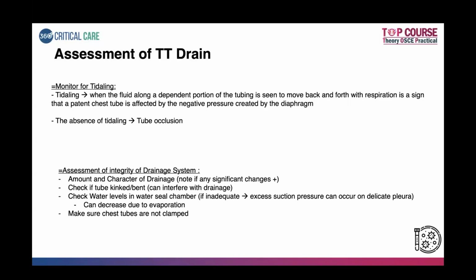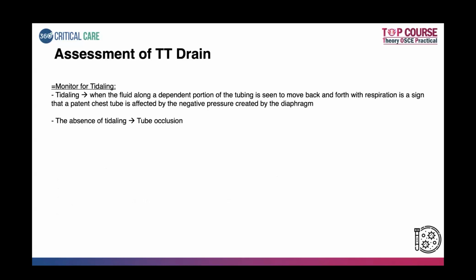The second thing is assessment of the integrity of the drainage system, that is the amount and character of drainage. The important thing to note is if there are any significant changes compared to the initial findings. Assess if the tube is kinked or bent, which may interfere with the drainage. Check the water levels in the water seal chamber. If it is inadequate, excessive suction pressure can occur on the delicate pleura. And make sure the chest tubes are not clamped. That is a very, very important thing to be looked into.